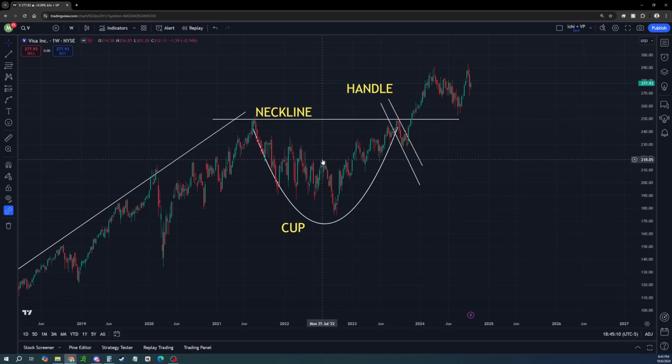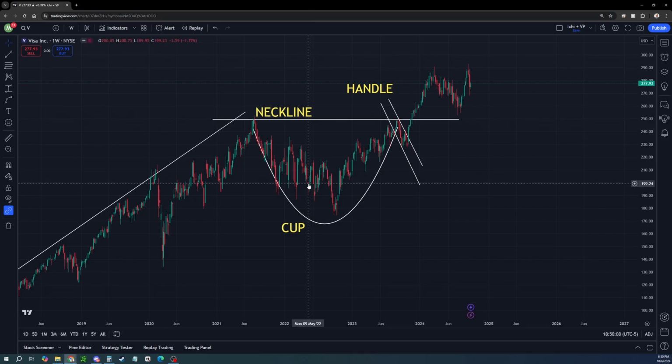So basically the way you trade this cup and handle, like I said: uptrend, cup, and you're going to buy the breakout. The breakout's technically right here, but if you want to wait for even more confirmation, you can obviously wait for it to break this line. Again, you have to use your own judgment.